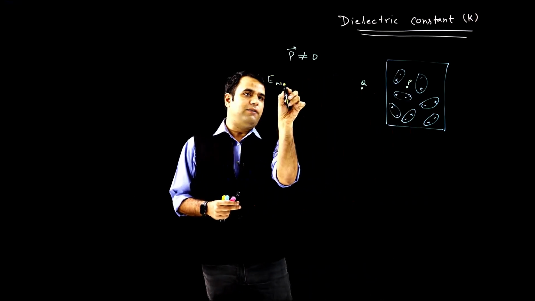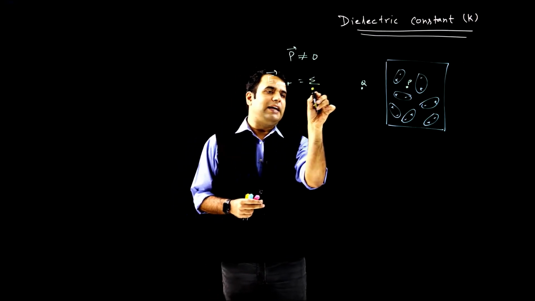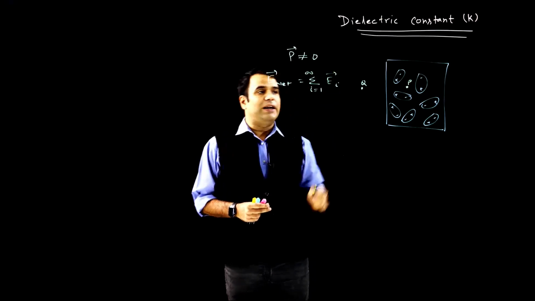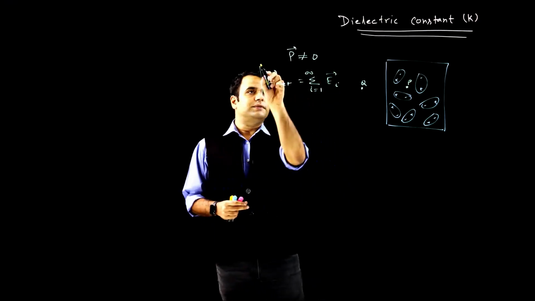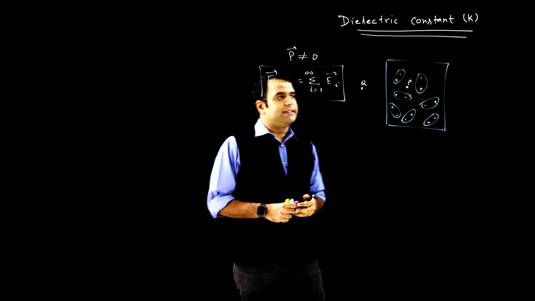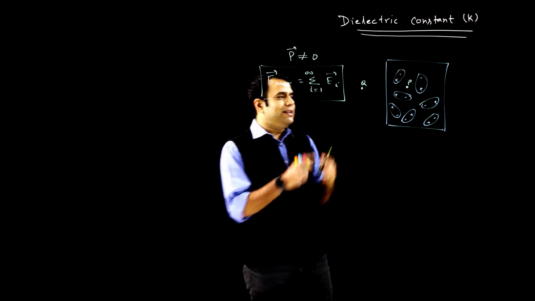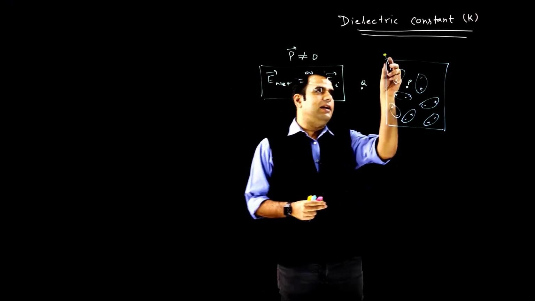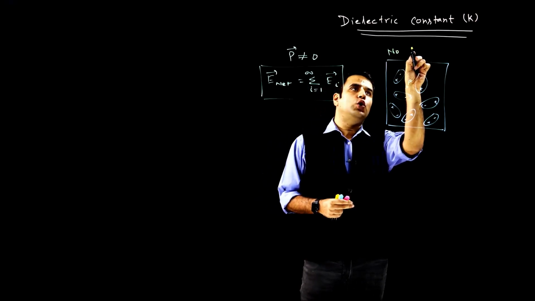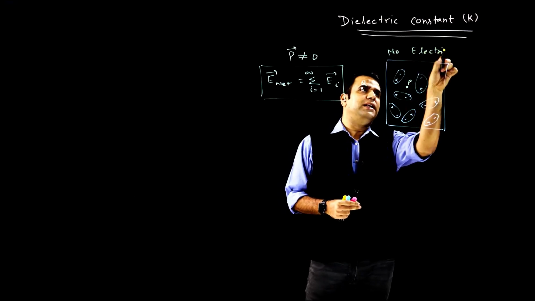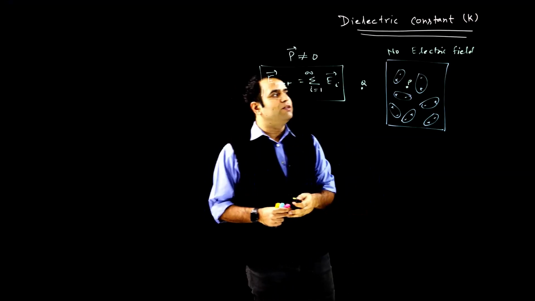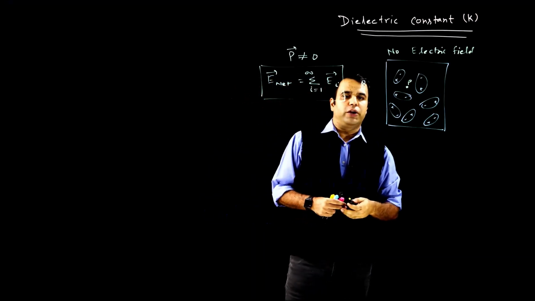So the E net, whether inside or outside, will be the net summation, the vector summation, of all the electric fields created by each and every molecule, which is polar in this case. Okay. So when this kind of system is placed in a surrounding where there is no external electric field, whatever electric field you see will be because of these molecules.